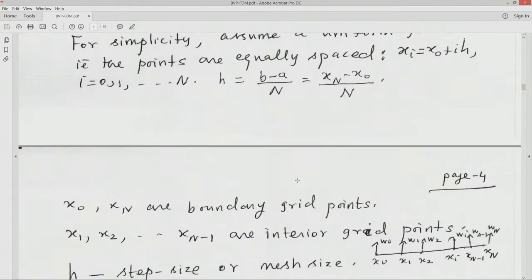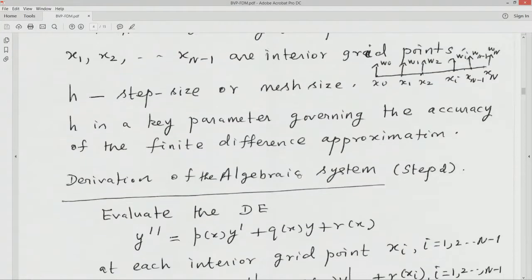So, having chosen these points, these are the points which are referred to as grid points. The end points a and b, where a is x naught and b is xn, are called the boundary grid points. On the other hand, the other points, x1, x2, etc., xn minus 1, which appear in the interior, are referred to as interior grid points.